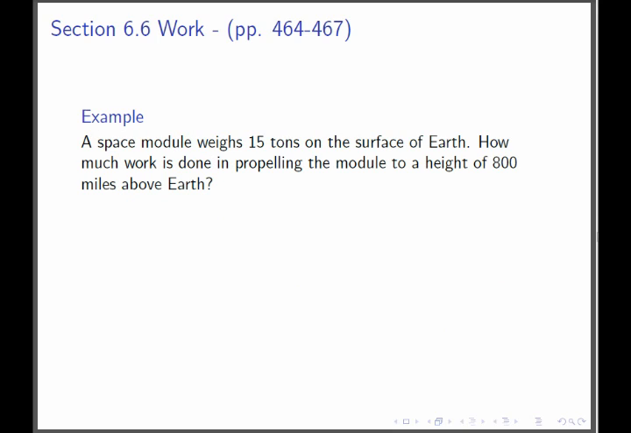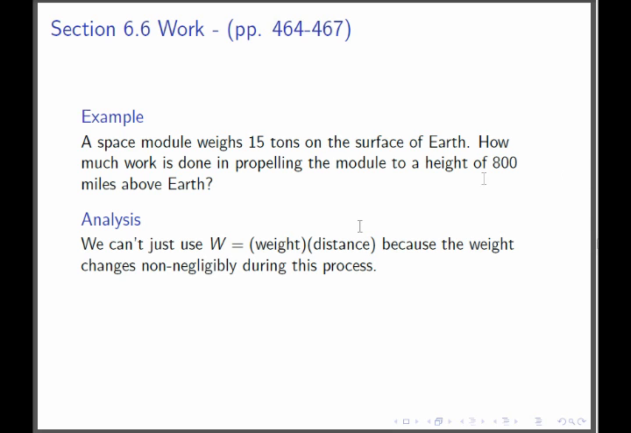To see an example of this, a space module weighs 15 tons on the surface of the Earth, and we want to compute the amount of work done in propelling the module to a height of 800 miles above the Earth. Now, this differs from the problem where we're raising a bag of potatoes 20 feet, because now, because of the extreme height that we're raising this thing, gravity is not going to be constant throughout the process. It becomes weaker the higher up we go.